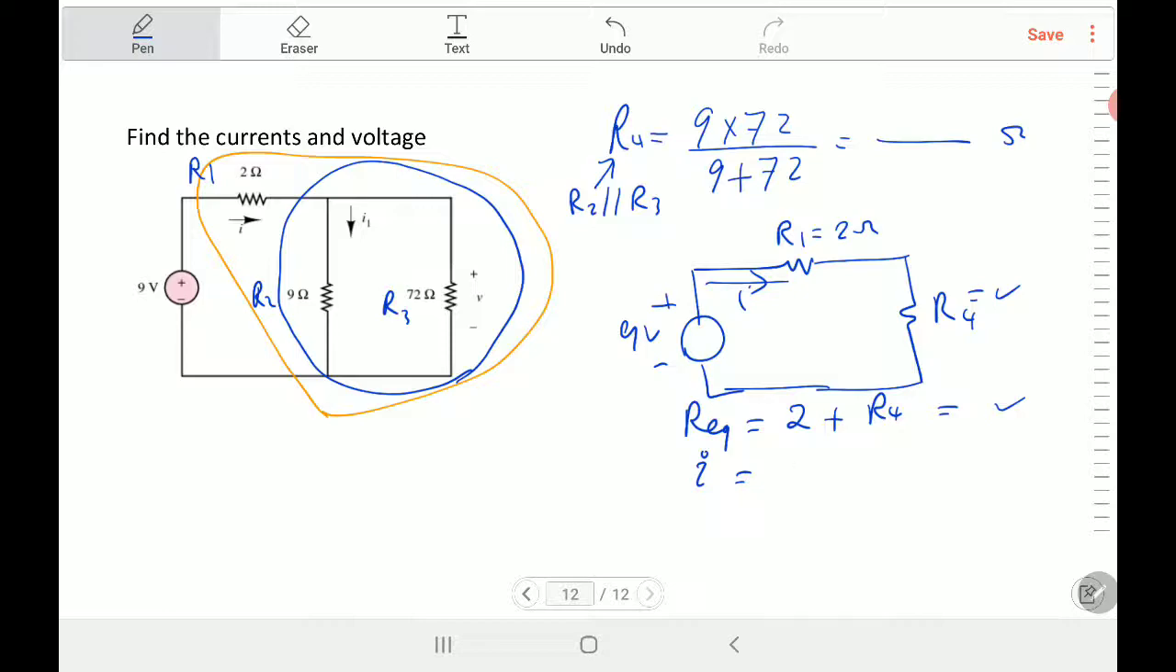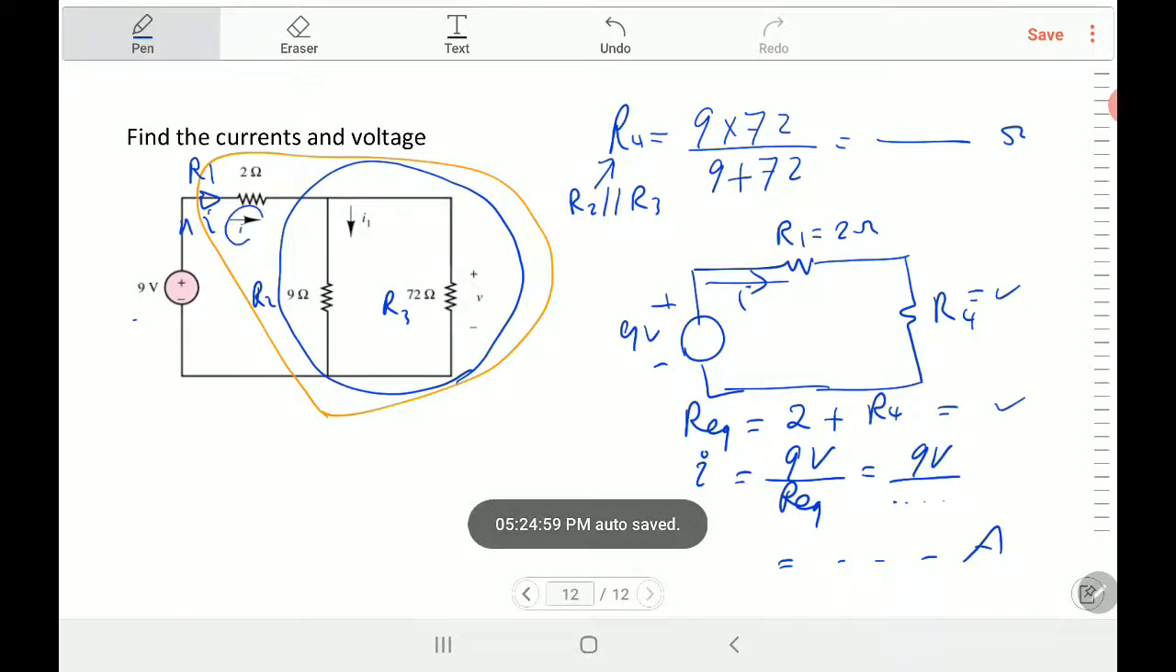After you get R equivalent, now we can find I, the total current. I is equal to V, which is 9 volt, over R equivalent. You put the value here after you calculate, then you get the value in ampere. What is this current? The current coming out of the source, which is I total. Then if you want to find the voltage here, you have to find the current here also.